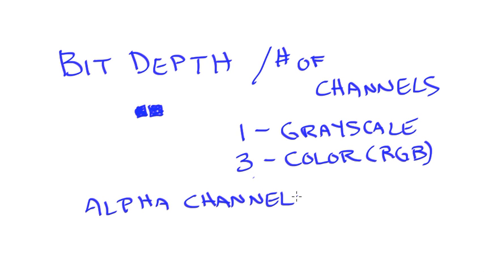And an alpha channel is used for transparency. I apologize, I'm going to run out of room there. Let me move that down. So alpha channel is for transparency. Some images can have portions of the image transparent. That is done through that 4th channel, that alpha channel. Not all file formats support that. There are some that do.